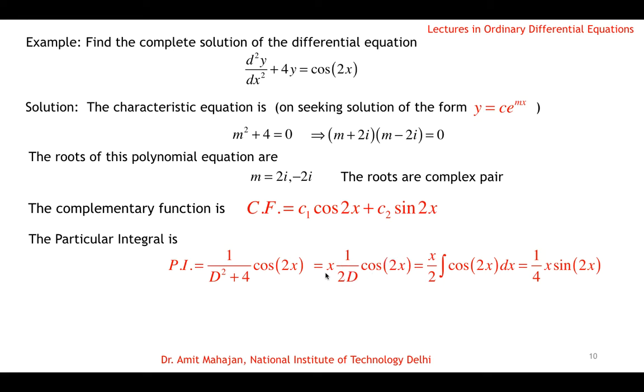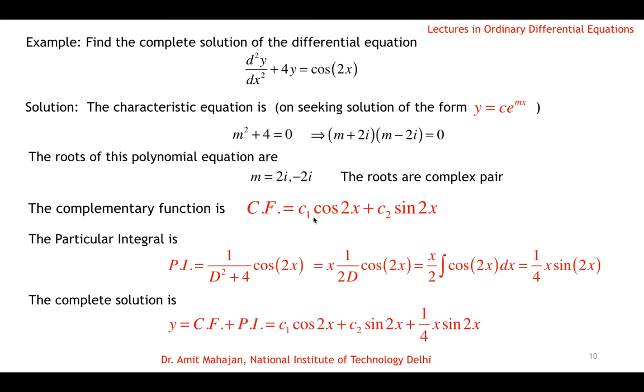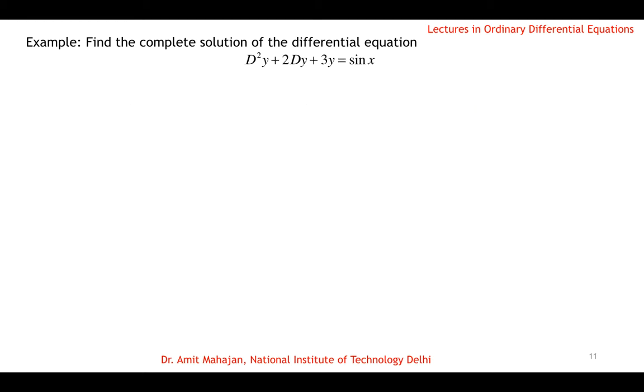So 2 is a constant, x by 2 goes outside, and 1 by d operated on the function, we said in the theorem, 1 by d is integral. So 1 by d on cos 2x means integral of cos 2x dx. So the integral of this will be sine 2x by 2. So we have a particular integral. Then the complete solution is again the complementary function, this, plus the particular integral, this. So we can write the complete solution. So this was the second case.